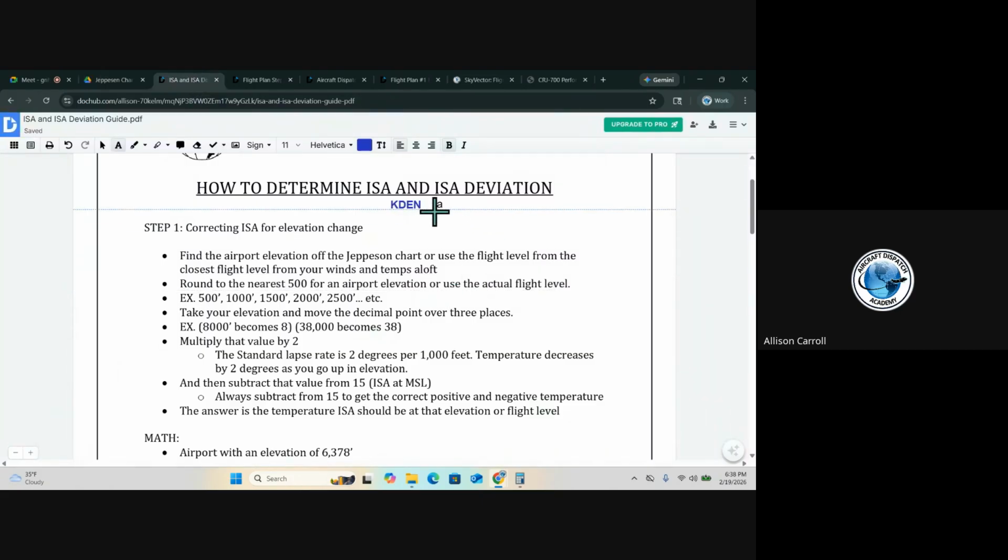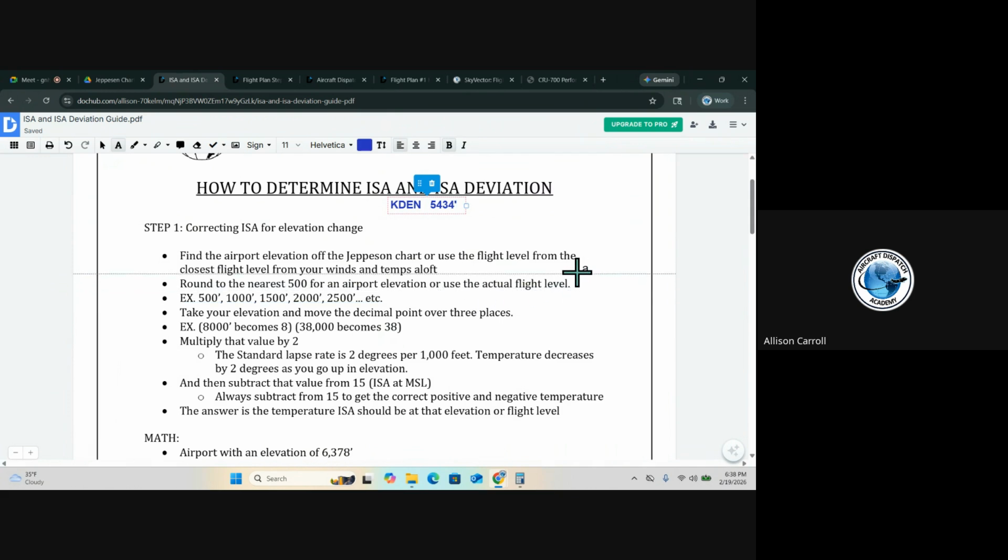5434. Now, you guys know that I forget everything, so I'm going to write that down. 5434, there is our airport elevation. All right, next bullet point. Round that value, the 5434. We're going to round that to the nearest 500 for that airport elevation.